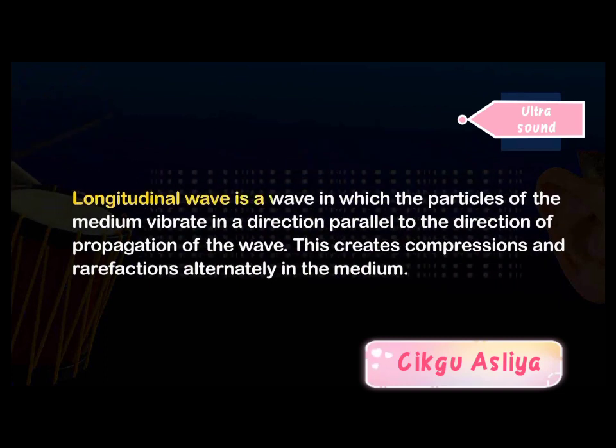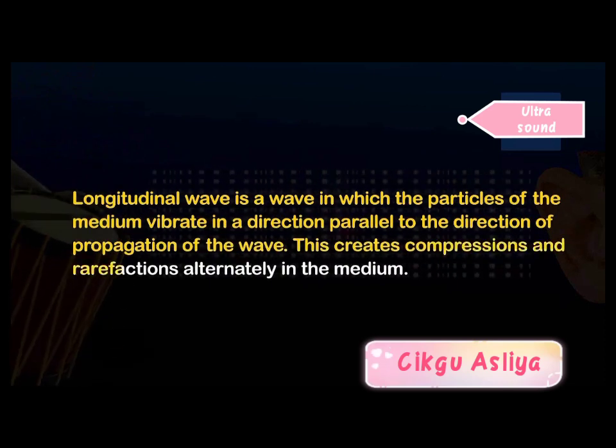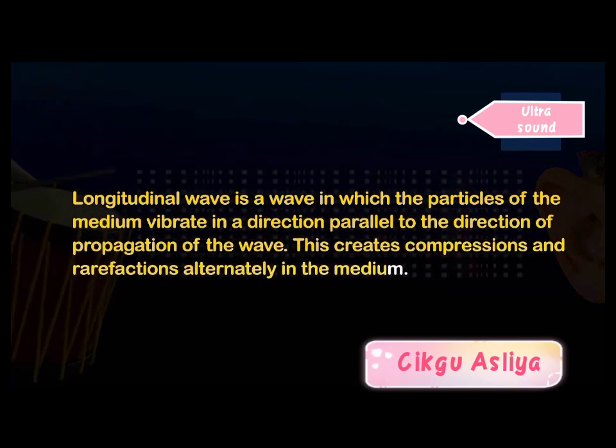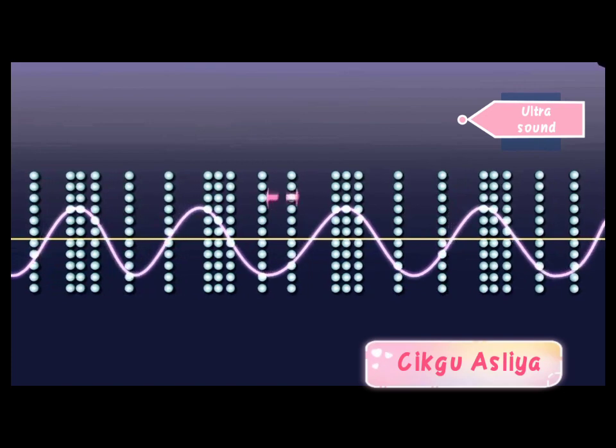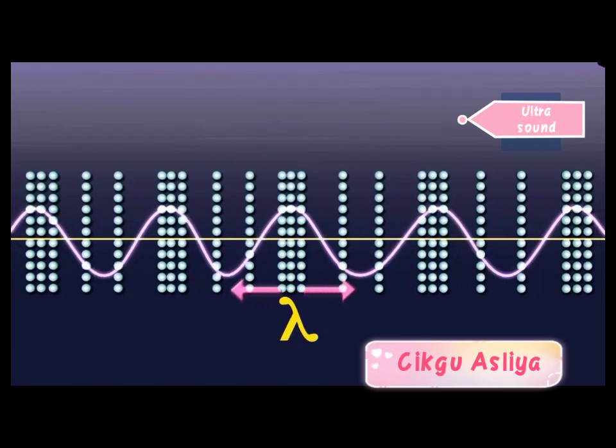Longitudinal wave is a wave in which the particles of the medium vibrate in a direction parallel to the direction of propagation of the wave. This creates compressions and rarefactions alternatively in the medium. Wavelength is the distance between two consecutive compressions or rarefactions.